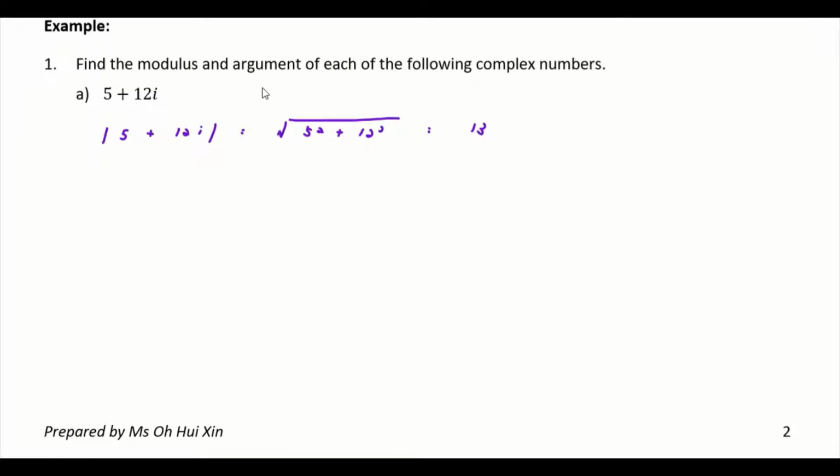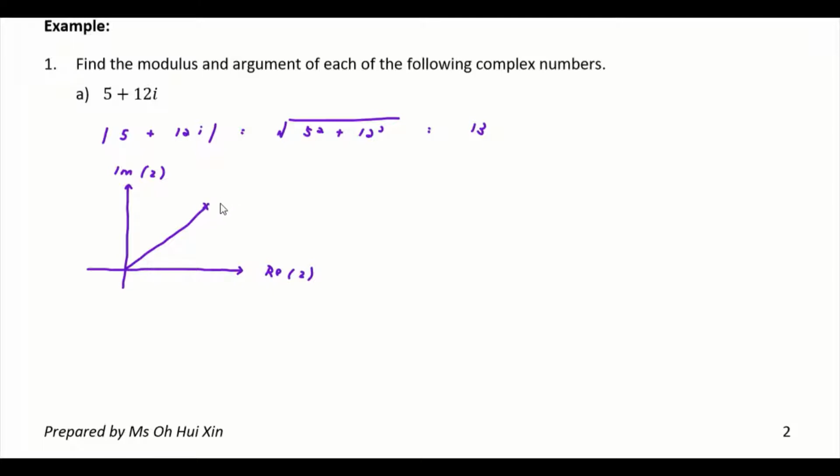Okay, so for the argument, it's going to be the angle between the positive real axis and the position vector. So we can try to plot first. It's going to have this side and this side. Since both are positive, you can try to imagine that this is the real and this is the imaginary. So when you plot the position vector, how is that going to look? It's going to look like this, right?